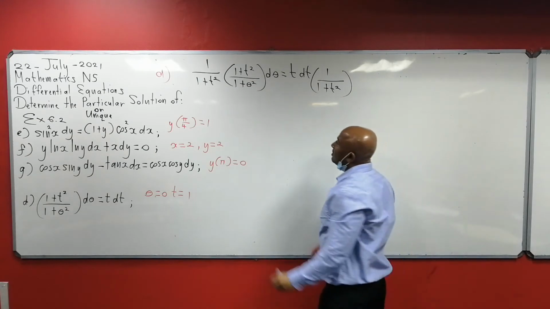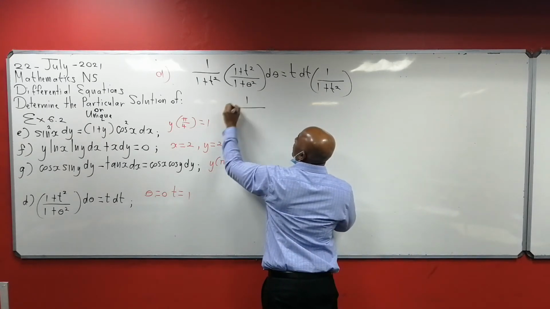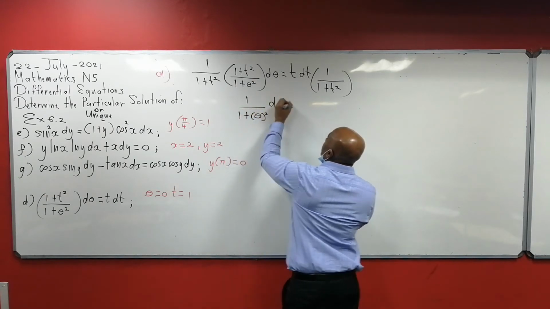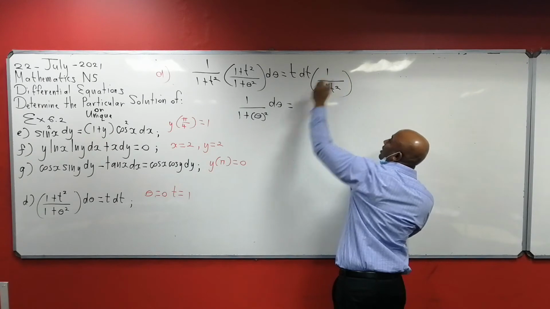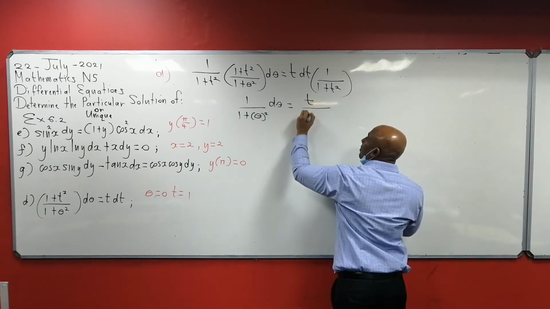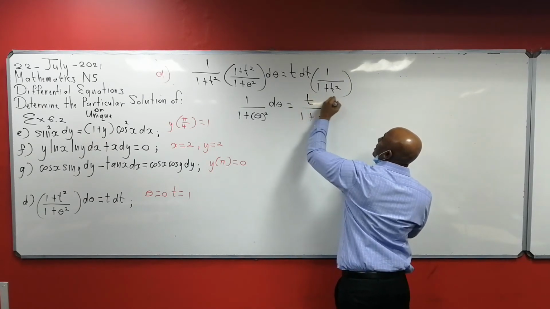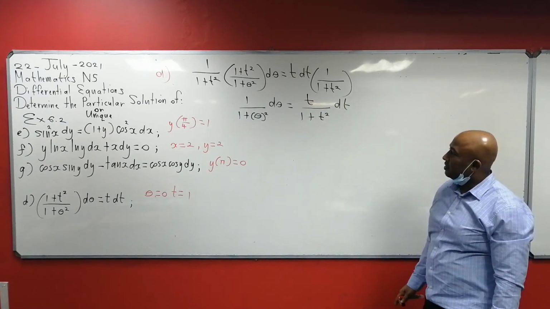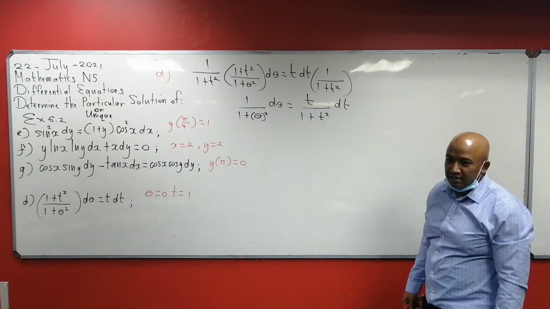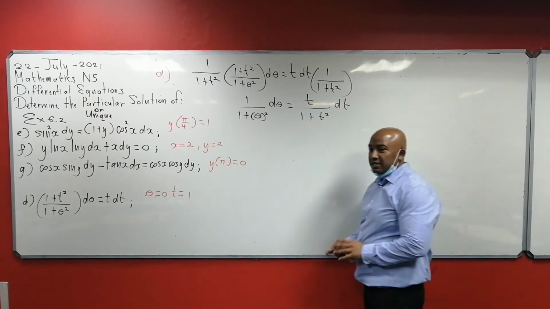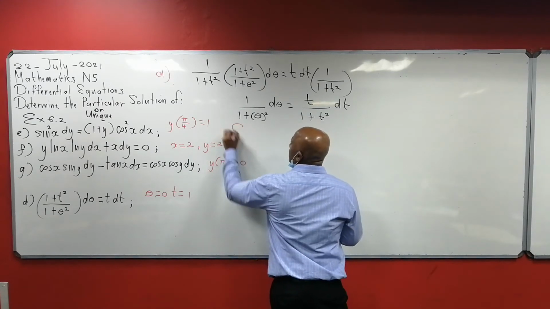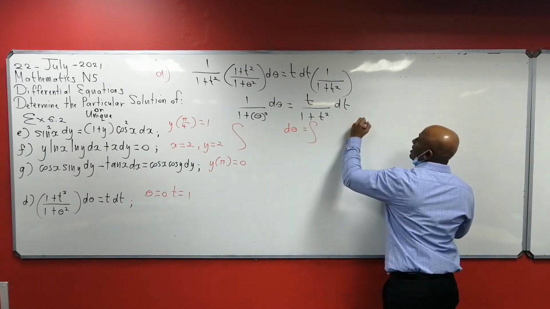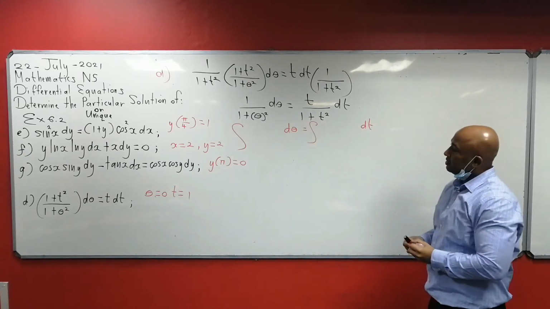So now my left hand side is just 1 over 1 plus theta squared d theta there. And this is going to be t times 1, which is t, all over 1 plus t squared dt. Now it is almost ready to integrate. Right, so let me put in my integration sign on both sides. Left hand side with respect to theta, right hand side with respect to t.